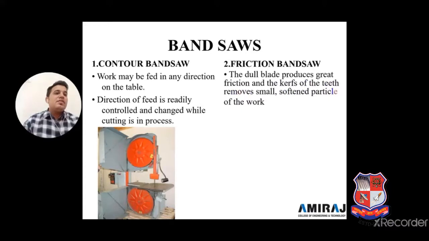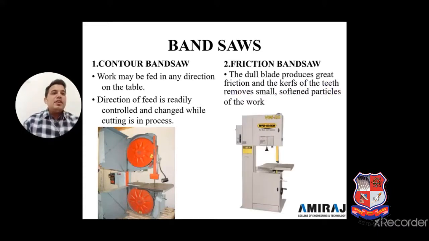Now the second one is the friction band saw. What is the friction band saw? The blades produce great friction at the tips of the teeth, removing small particles from the work. You can observe the teeth here. Friction is generated here, and we are providing feed from one side only. We cannot provide feed from all sides, because you can observe the cut is here, so it will rotate, and this is a friction band saw. Here it is based on friction, whereas proper cutting is going on in the contour band saw.